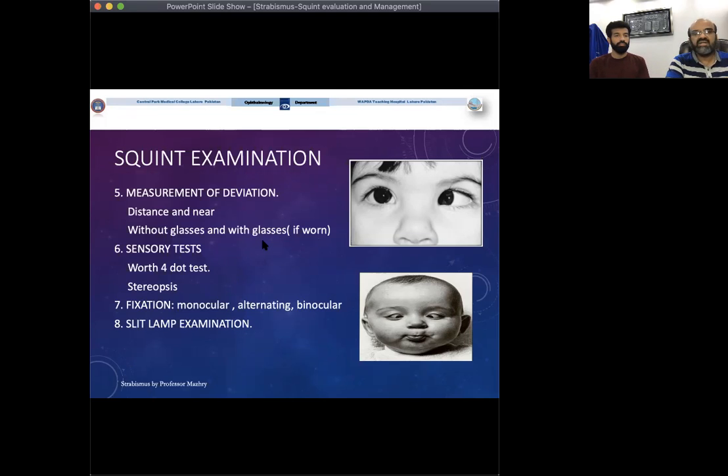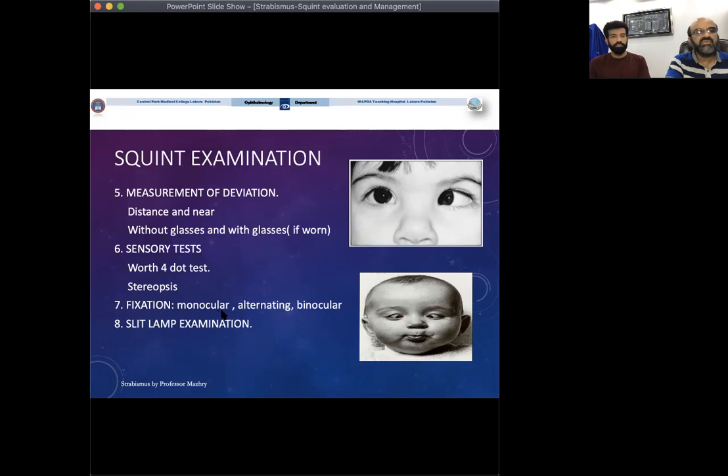Measurement of deviation is done at the distance and the near with glasses and without glasses, because the glasses can make the difference. Sensory tests are there with the Worth 4 dot test. We'll see that in the later slides. Red, green goggles, and then the four dots are presented to the patient. And it is a very good test to classify between confusion and diplopia. That's known as Worth 4 dot test. We can measure the stereopsis with the fly test and our reading cards.